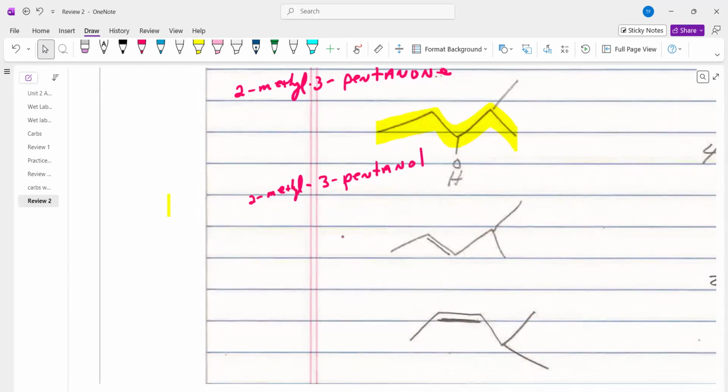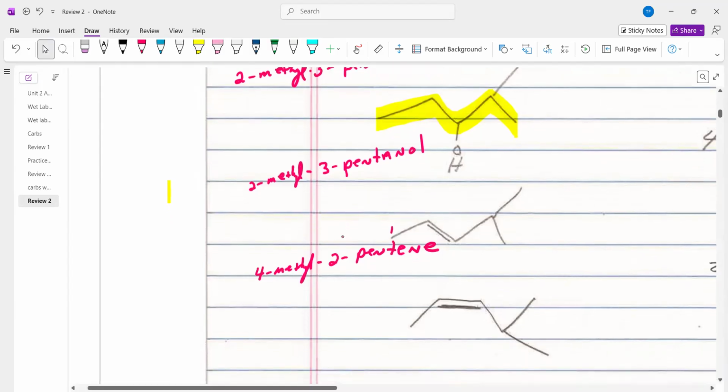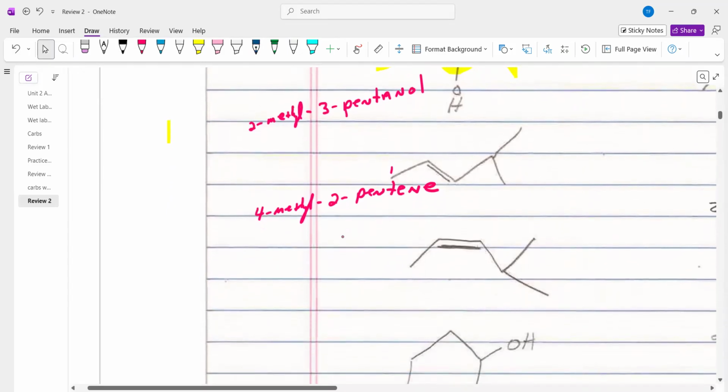And we have all these pentas. Okay, so this is going to be a... now you could make a case that this is a trans. And this is going to be the same thing, only cis.